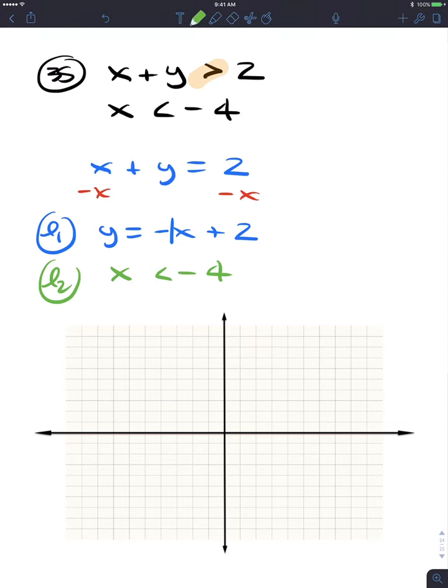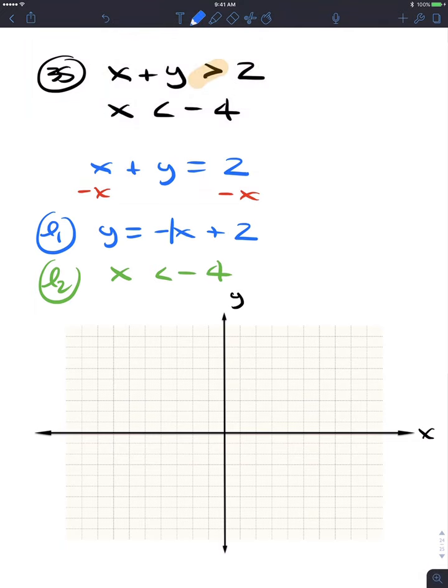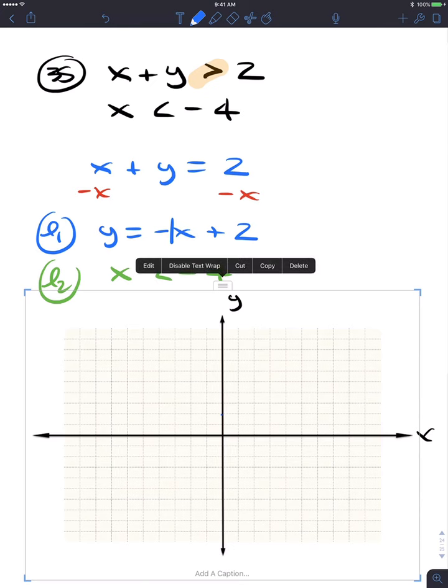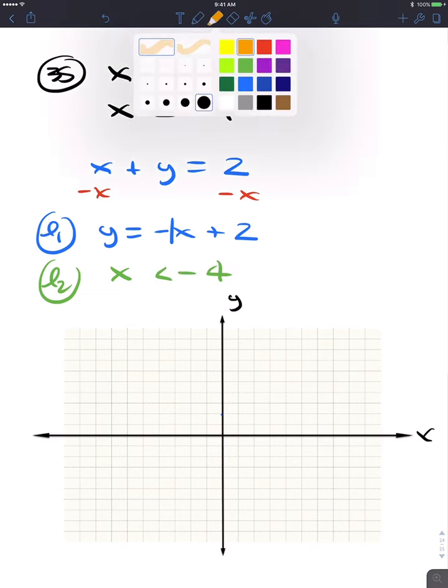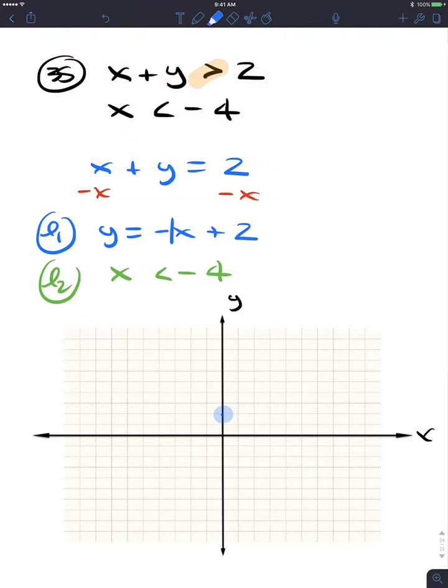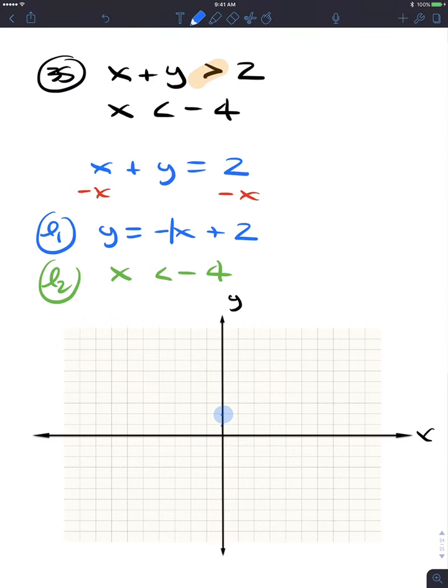In blue, my y-intercept, let's recall, we got some x-axis, we got a y-axis, so my y-intercept in blue is at positive 2 up here. I'm going to highlight that. My slope here is negative 1, which means I go down 1 to the right 1. Let's highlight this point here too. A dotted line through these 2 points.